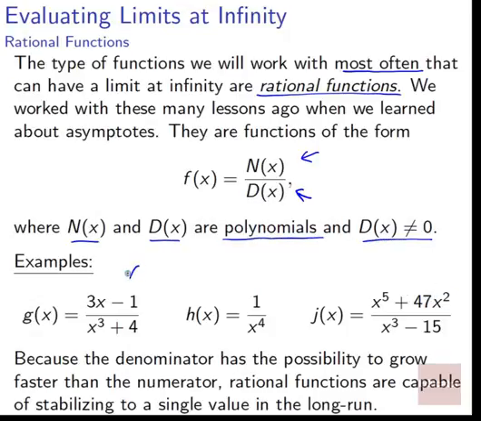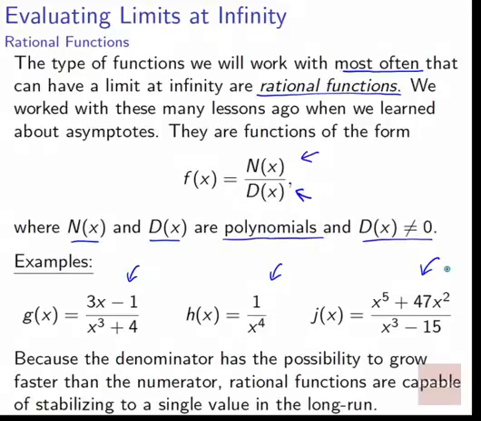So probably remember these things like this. So g of x equals 3x minus 1 over x cubed plus 4, h of x equals 1 over x to the fourth, j of x equals x to the fifth plus 47x squared over x cubed minus 15. Just some polynomial divided by some other polynomial.